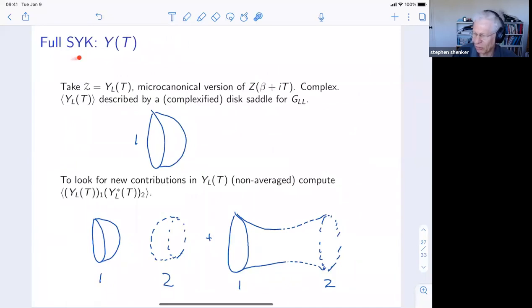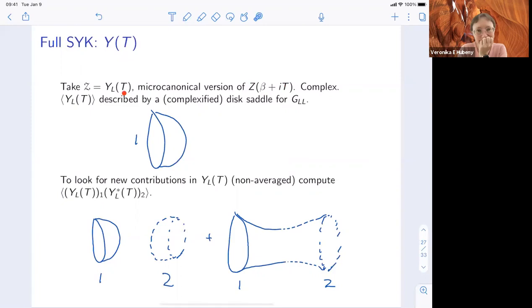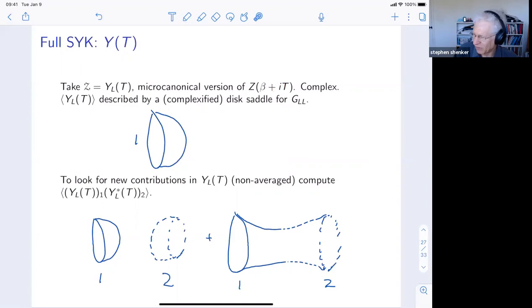So let's take full SYK and let's imagine computing one partition function. This is the microcanonical partition function that Phil has talked about. You take a microcanonical version of Z. Sometimes I'll put an L on it for one system. And it's a complex quantity. Up till now, we've been thinking about real quantities. So this partition function averaged is described by this disk.